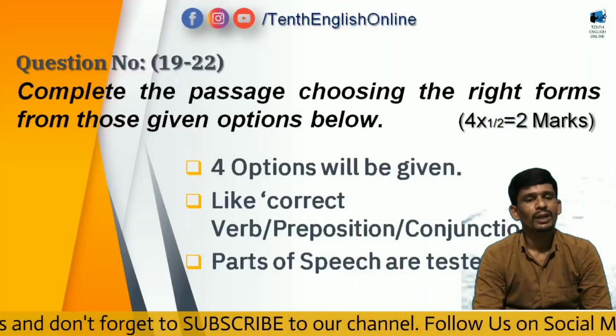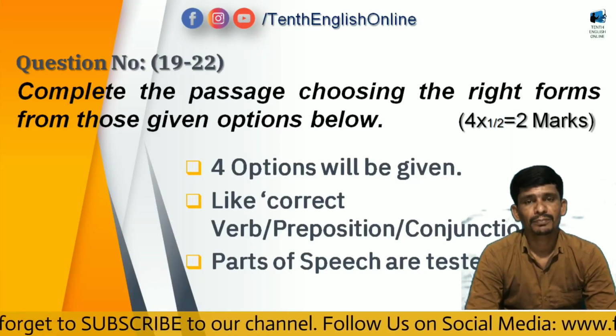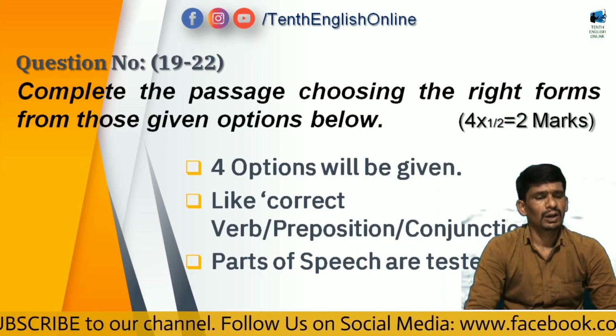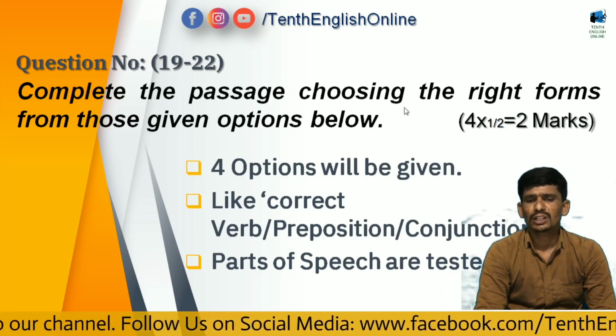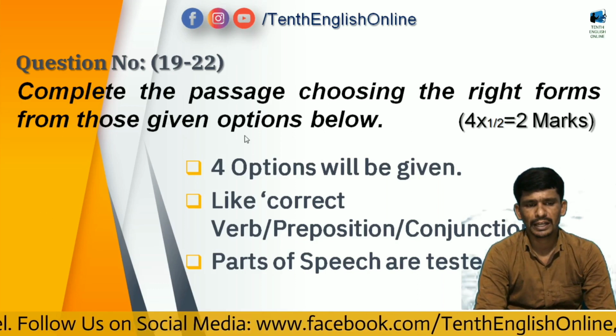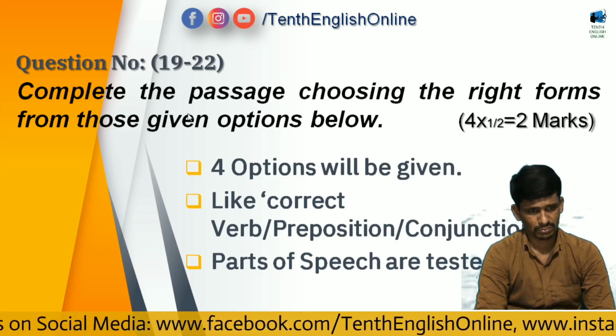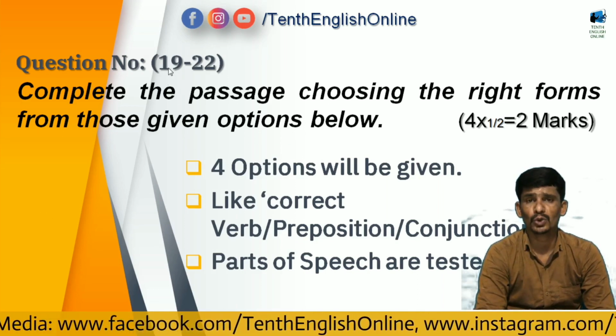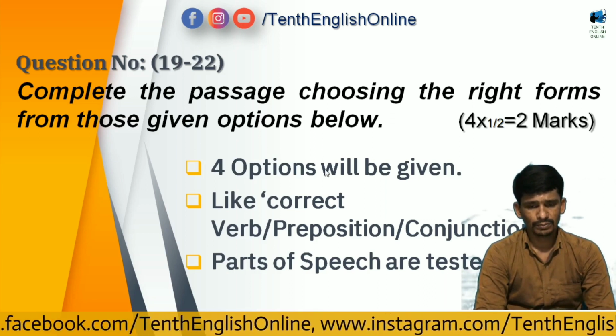Next bit in section B is: complete the passage choosing the right forms from the options given below. This bit starts from question number 19 to 22.